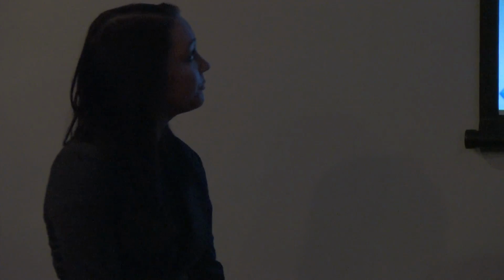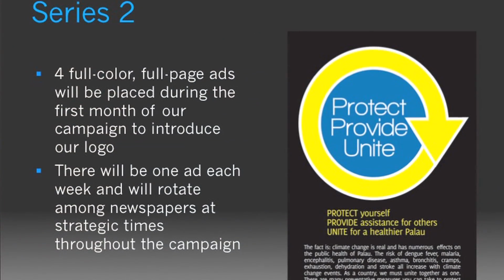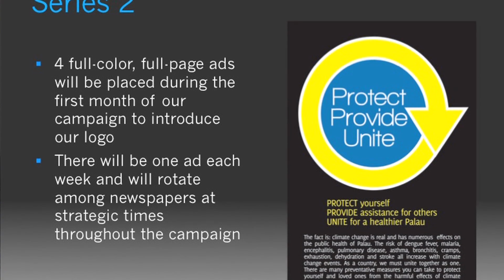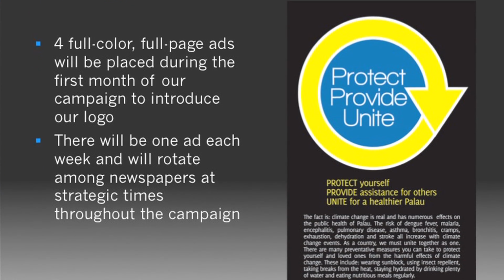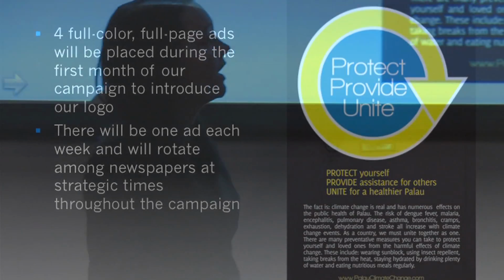Series 2, there will be 4 full-color, full-page ads that will be placed during the first month of our campaign. To introduce our logo, there will be 1 ad each week and will rotate among newspapers at strategic times throughout our campaign. It features our logo at the top with body copy below explaining our tagline.